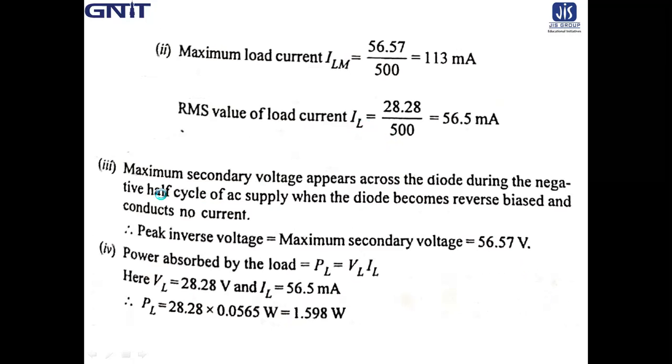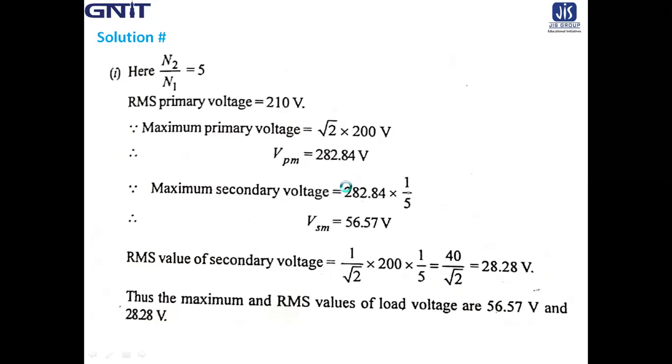Next is the calculation of PIV. The maximum secondary voltage appears across the diode during the negative half cycle of the AC supply, when the diode becomes reverse biased and conducts no current. So the peak inverse voltage is equal to the maximum secondary voltage developed across the diode, which is basically 56.57. That is Vm. This voltage, the maximum secondary voltage, is basically the PIV.